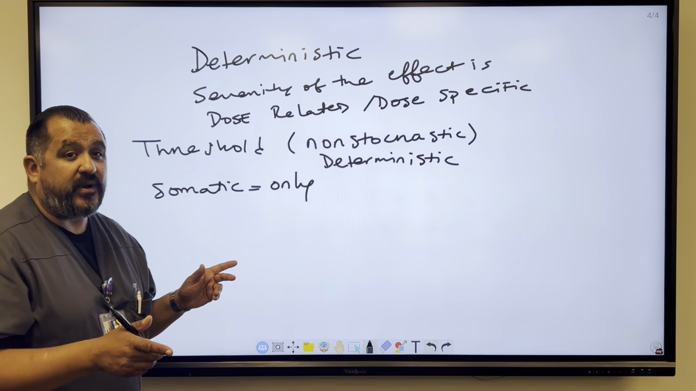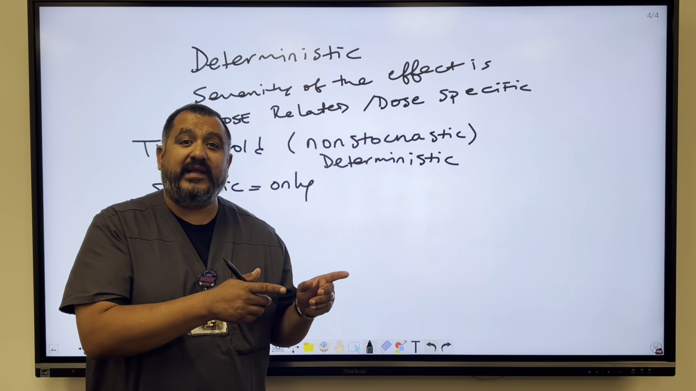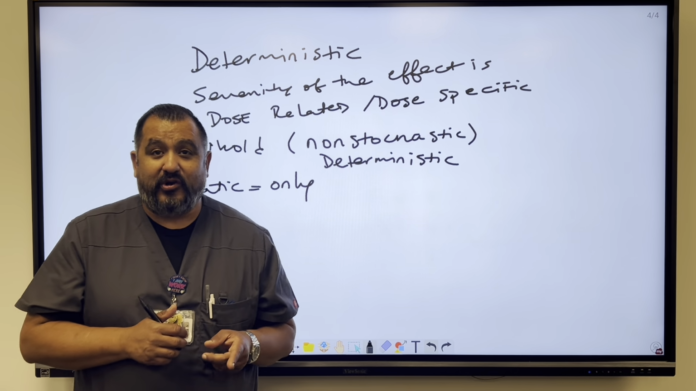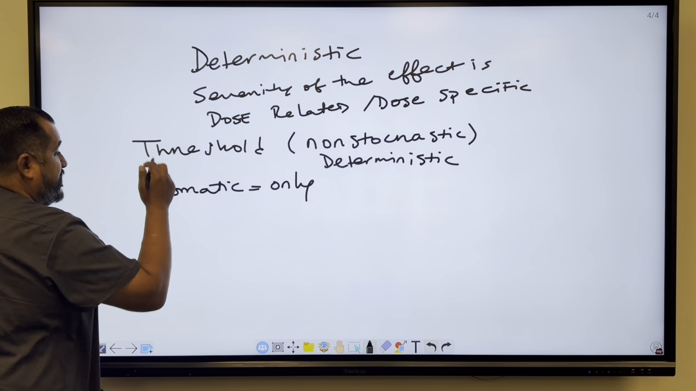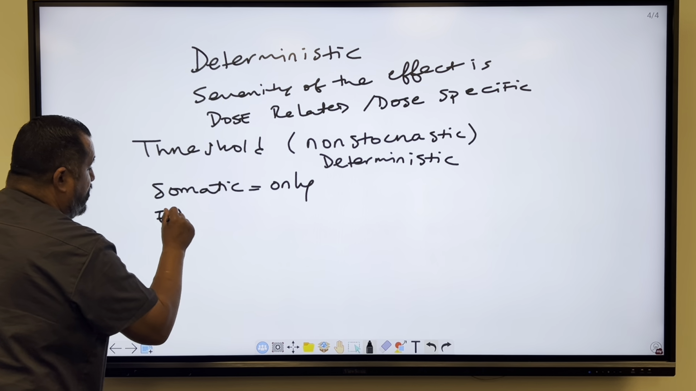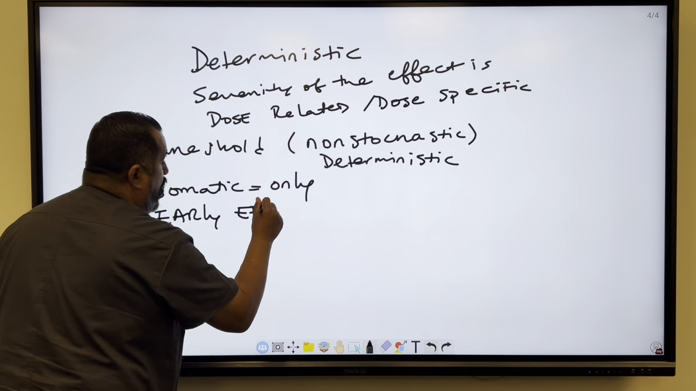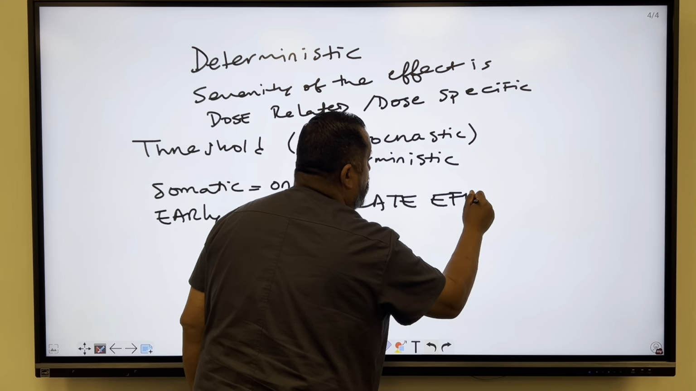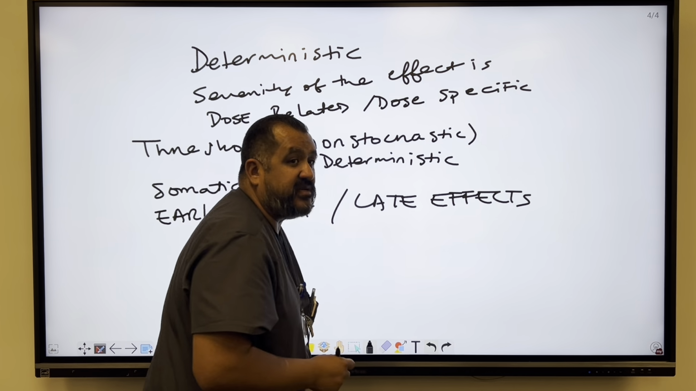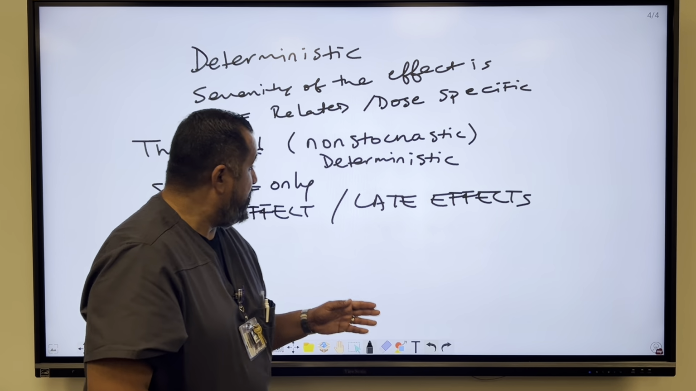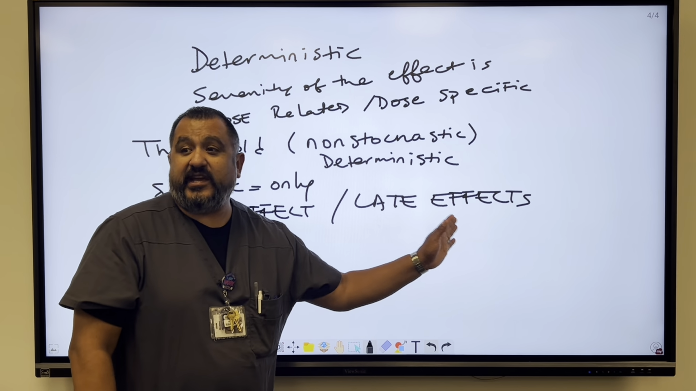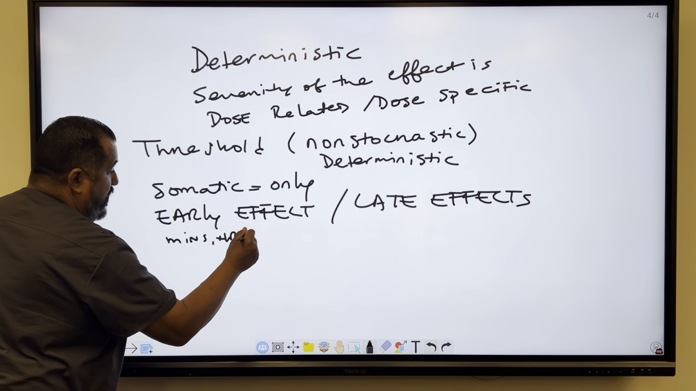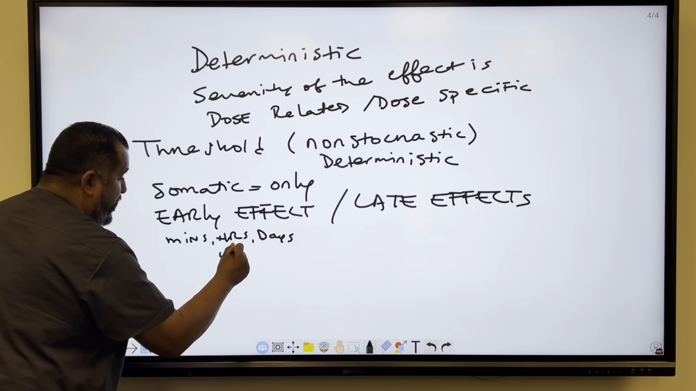But guess what? Remember, with stochastic, it was only late effects, whereas deterministic, it can either be early or it can be late. So with deterministic threshold dose response, you're going to have either early effects or they're going to be late effects. So if they're early effects, they're going to occur within minutes, hours, days, maybe a few weeks. With late effects, it can take months to years. All right, so I'll write that down. Early effects, they're going to occur within minutes, hours, days, maybe a couple weeks.